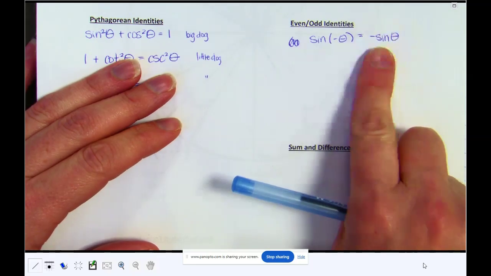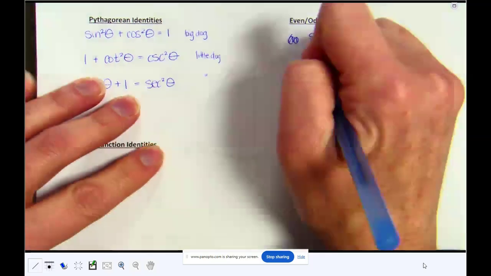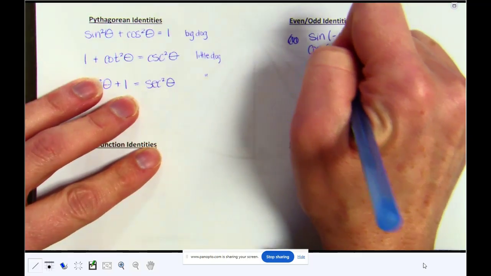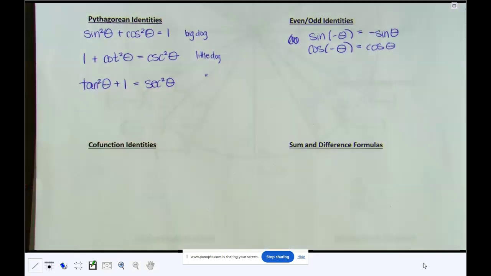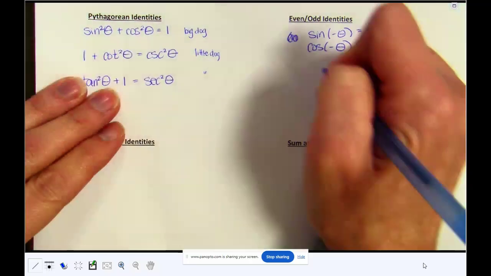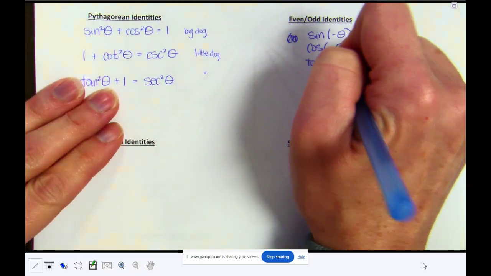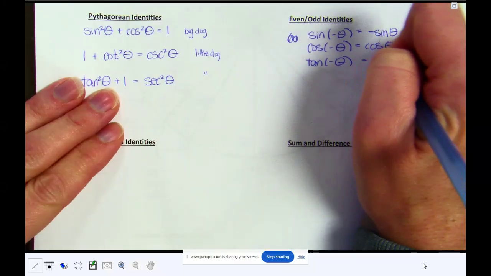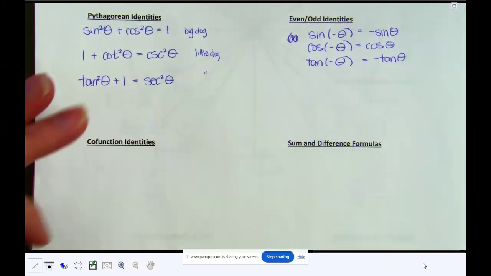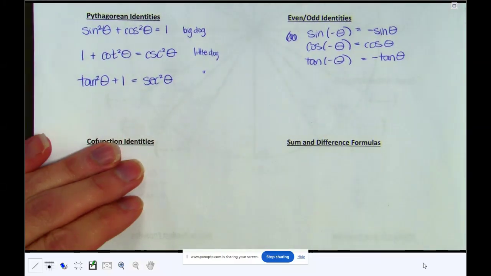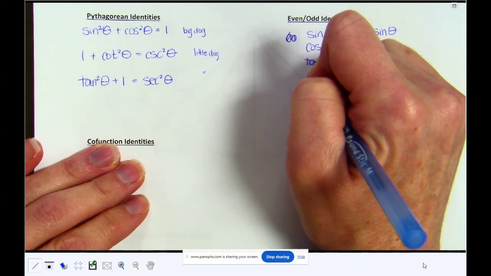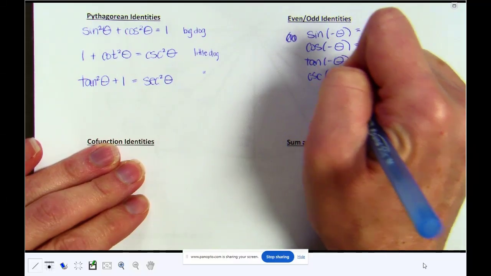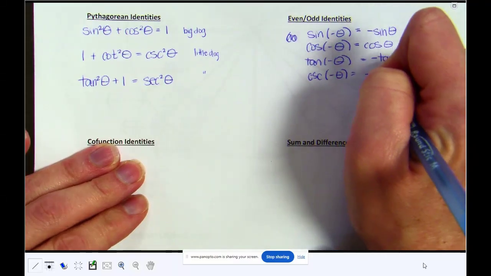Yes, sine is odd. So we've got cosine of negative theta is equal to cosine of theta. So that one's even. Tangent of negative theta is equal to negative tangent theta. So that one's odd. Cosecant is negative cosecant.